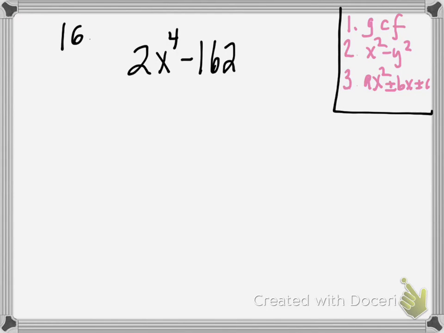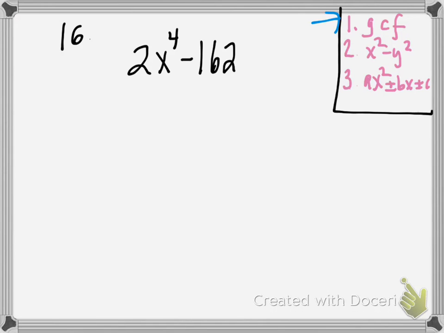Taking a look at number 16, we have to convert this to factored form. So if we look at our options, method 1 is GCF, method 2 is difference of squares, and method 3 is trinomials. But again, you always should check for GCF first. So is there a number that divides 2 and 162?